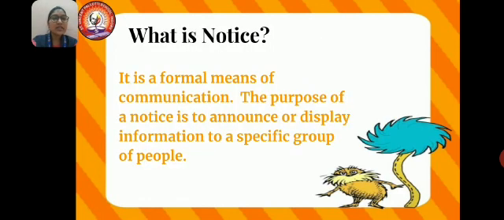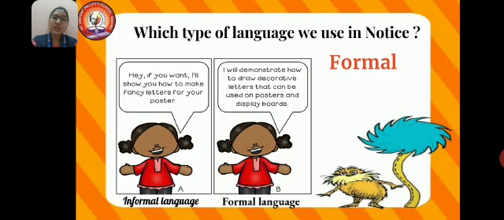So what is a notice? A notice is an announcement or information which we give to some people or a group of people, and it is a formal means of communication. Now what is a formal means of communication? Actually, there are two types of languages, formal language and informal language. In a notice, we use formal language. Now, what are formal and informal language?